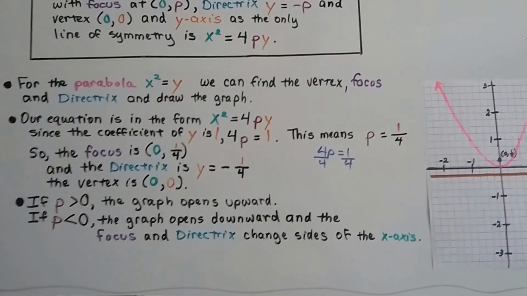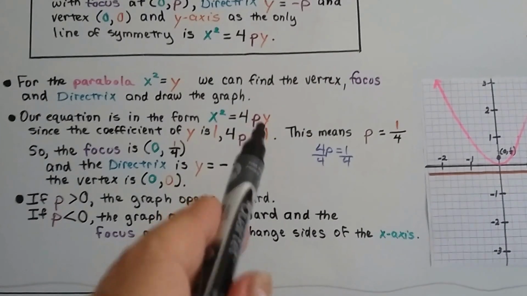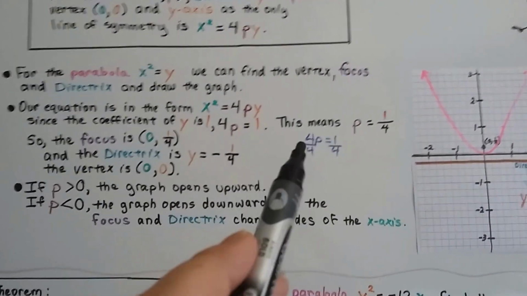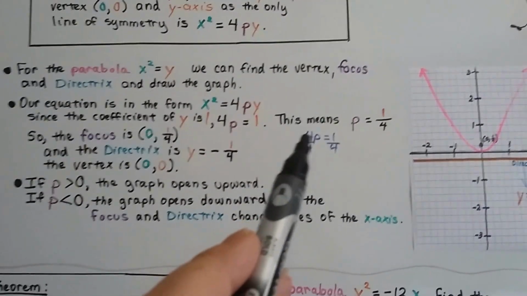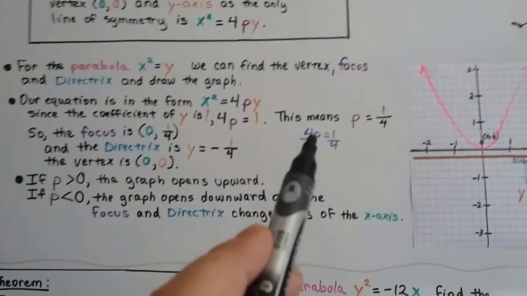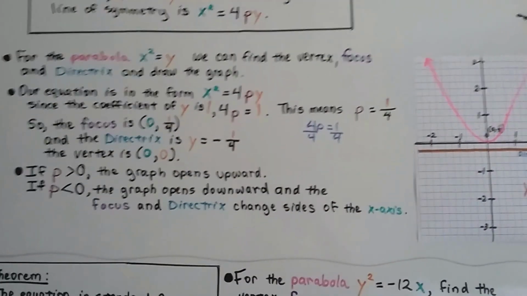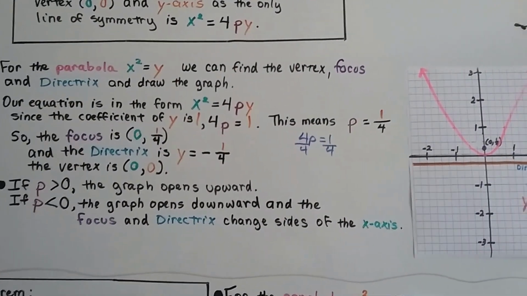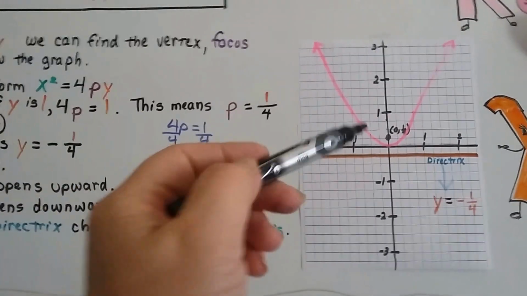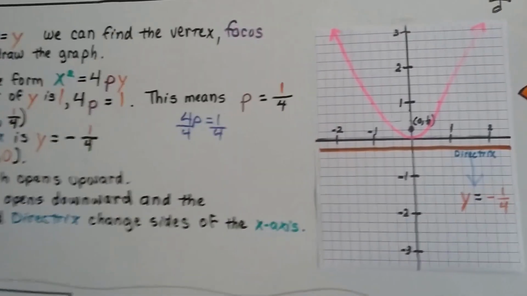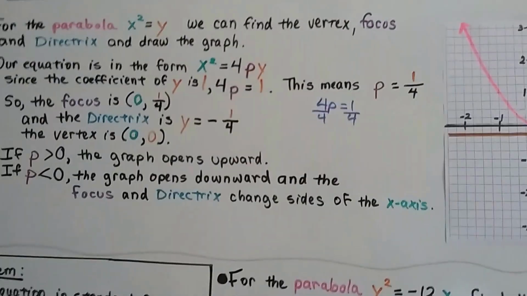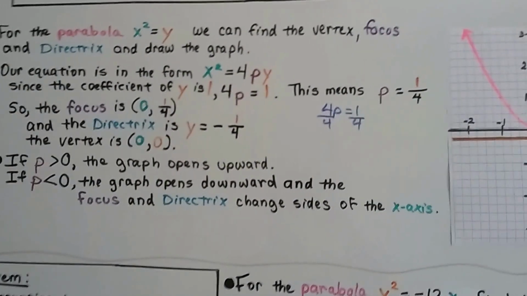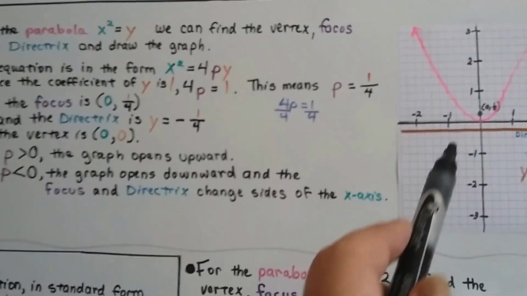Now, since the coefficient of y is a 1, it's our buddy the invisible 1, isn't it? We get 4p is equal to 1. See? If 4p is equal to 1, dividing both sides by that 4 coefficient, we get p equals 1/4. So the focus is 0 for x and 1/4 for y. That's our focus right there. 0 for x, 1/4 for y. And the directrix is y equals negative 1/4. And the vertex is 0, 0, the origin.